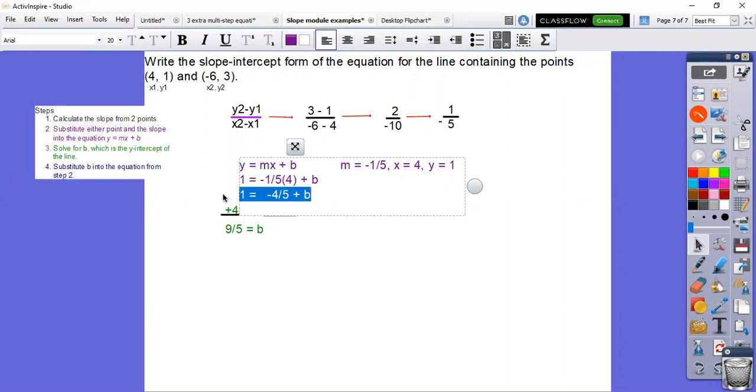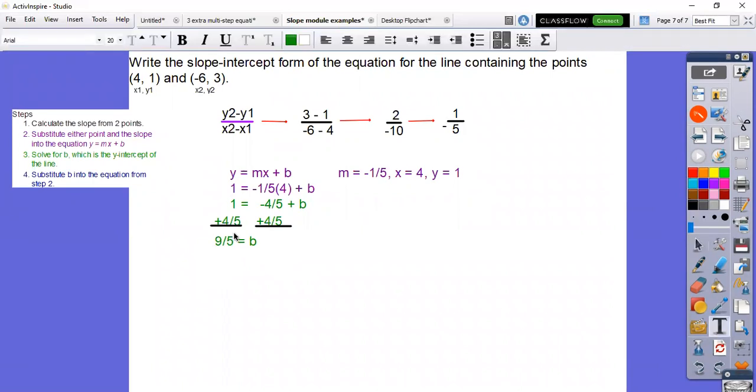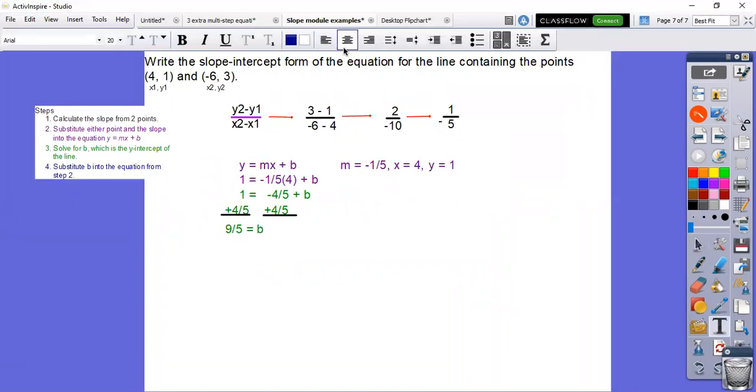Okay. All right, so now I have to write my equation, and I'm going to do that in blue to keep along with the steps. So step 4, I'm just going to plug in my b. So y equals, I'm plugging it into mx plus b. So we said m was negative 1/5 times x, b was 9/5, so plus 9/5. And that is example number 2 of method number 1.